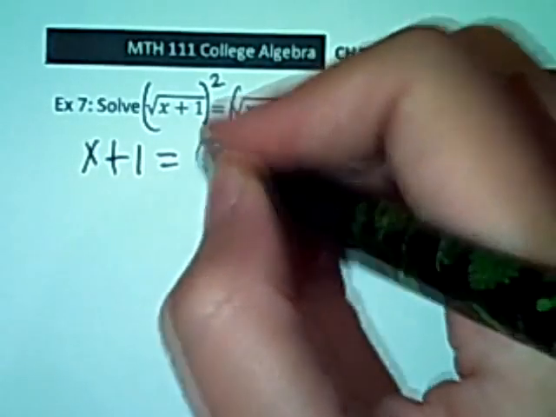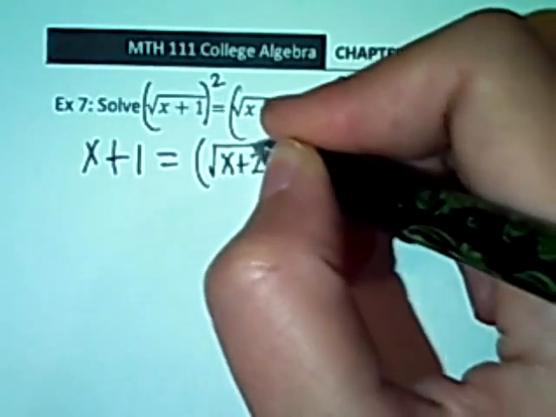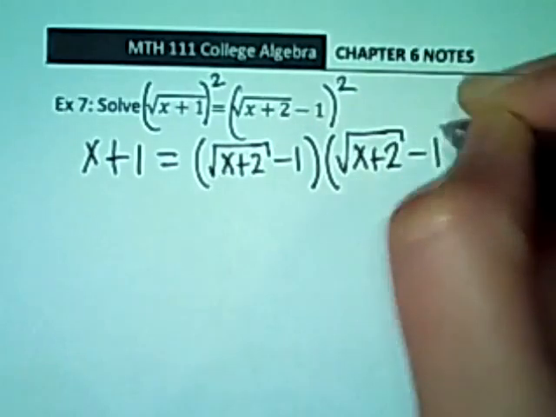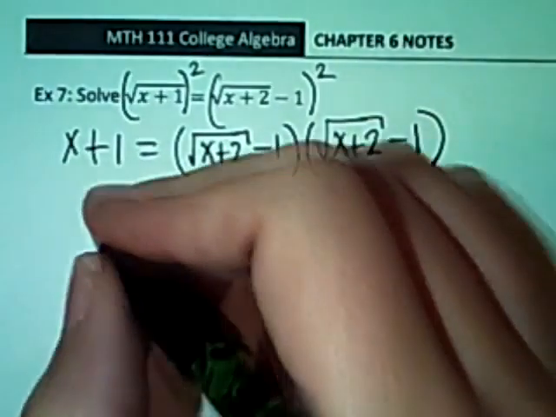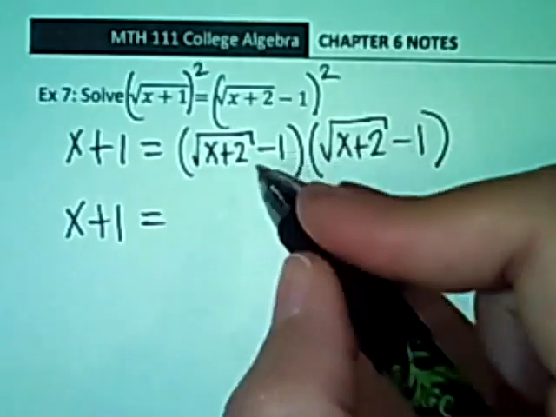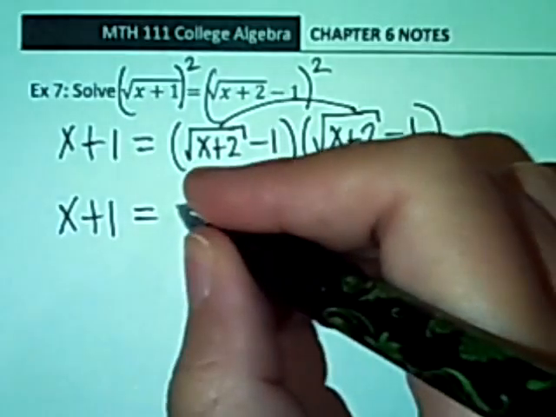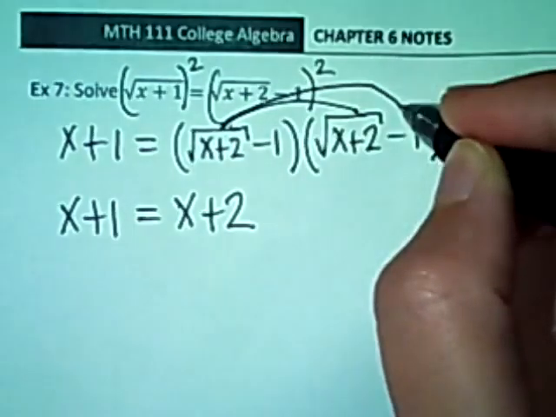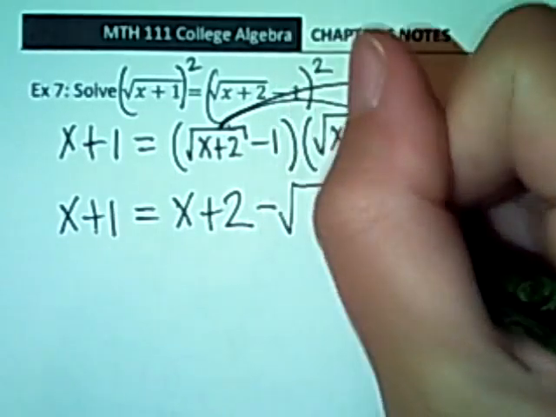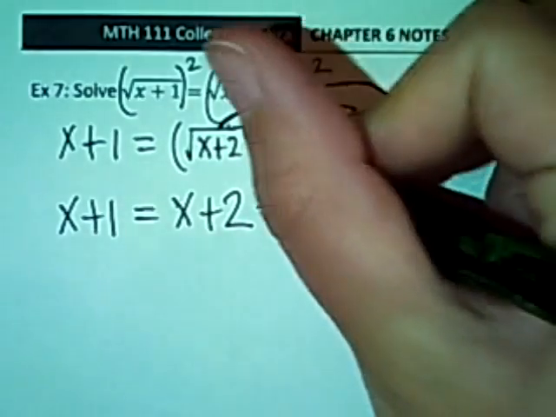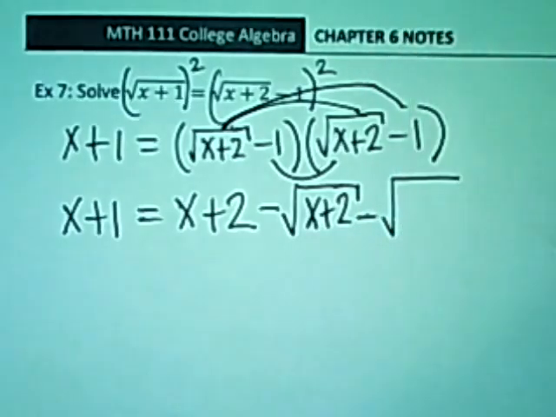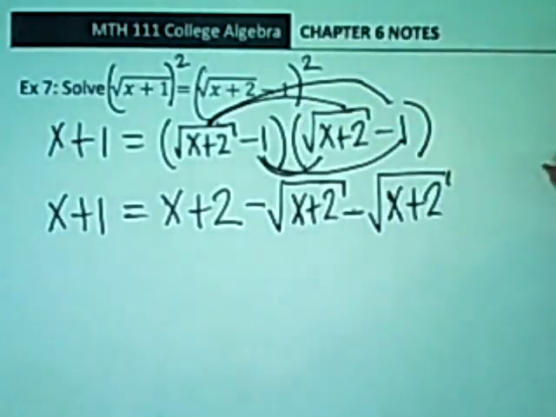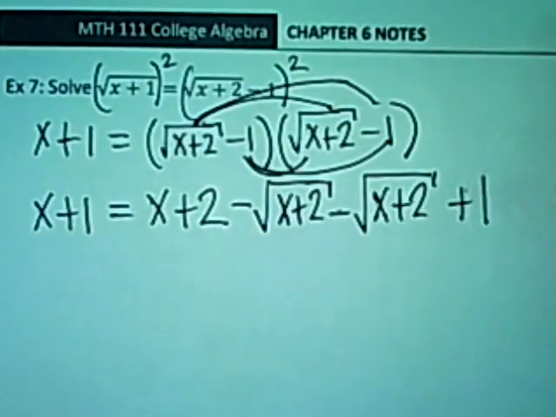This other side here, you're going to have to FOIL out the different pieces. So I'm going to have the square root of x plus 2 minus 1. And I'm going to have to multiply this stuff out, so I have x plus 1, and here I'm going to start by multiplying those, which is going to give me x plus 2. Then I have my negative 1 times the radical, so it's going to be negative radical x plus 2. Then you have your inner terms, so you have minus radical x plus 2, and then you have the very last terms, a negative 1 times negative 1 will give me plus 1.